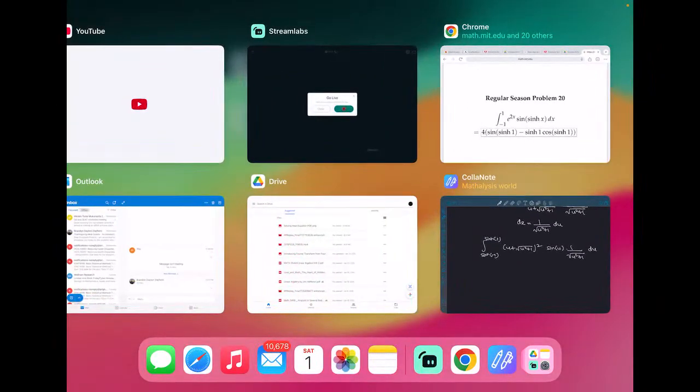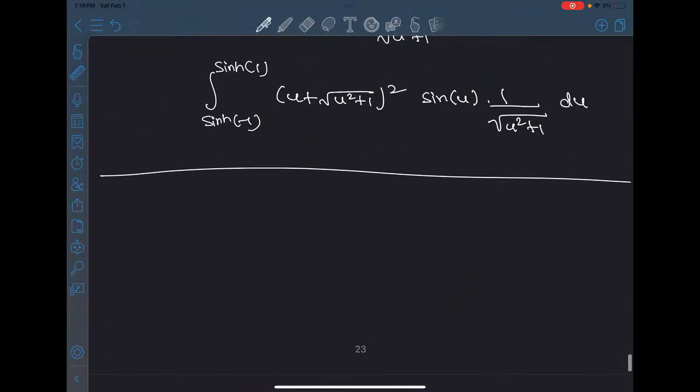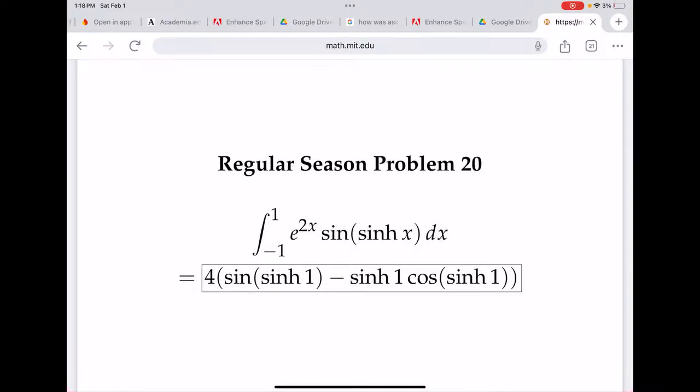Guys, let's just do integration by parts. I don't think this is gonna work. This is again a mess. Let's just do integration by parts, guys. Integral from minus 1 to 1 of e to the power 2x sine of sinh x dx, right?